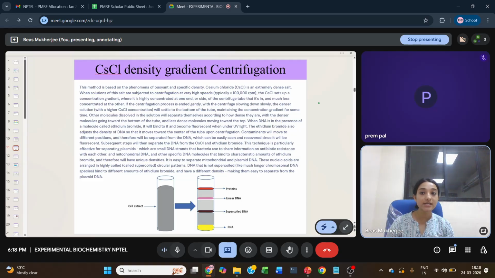This technique is particularly effective for separating plasmids, which are small DNA strands that bacteria use to share information on antibiotic resistance with one another, and mitochondrial DNA and other such specific DNA molecules that bind to a characteristic amount of ethidium bromide and therefore will have unique densities. It is used to separate mitochondrial and plasmid DNA also.